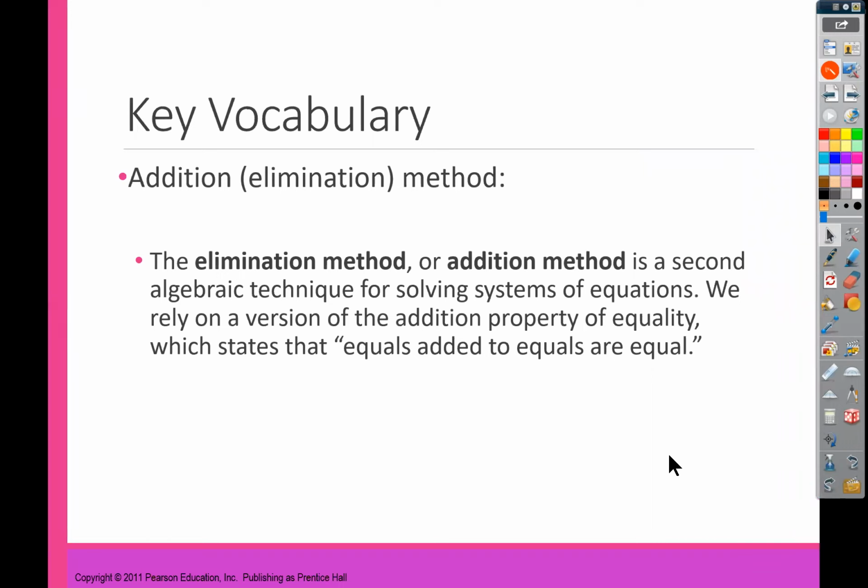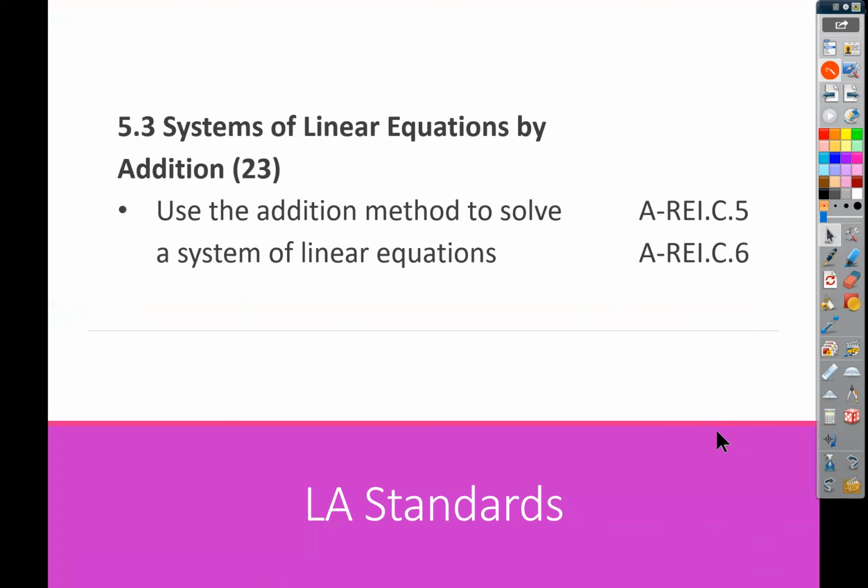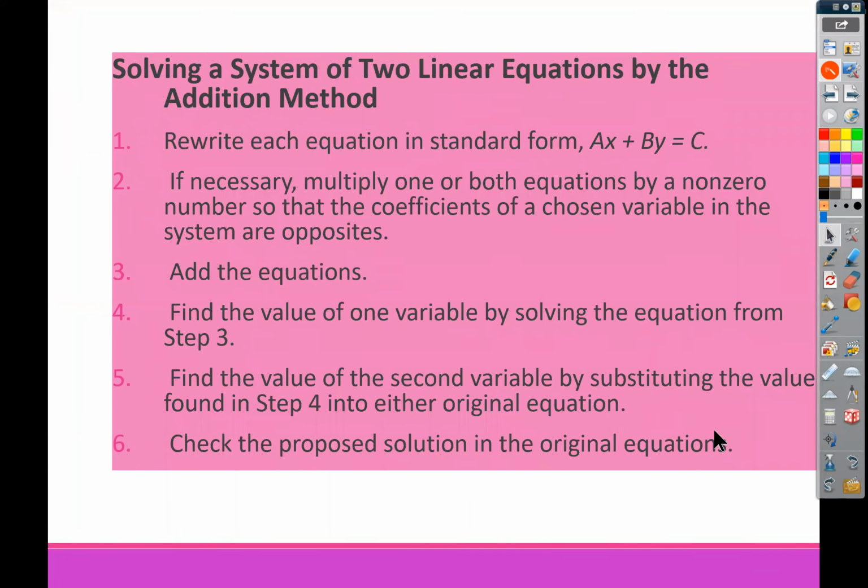So what is the elimination or addition method? It is a second algebraic technique for solving a system of equations. We rely on a version of the addition property of equality, which states that equals added to equals are equal. It's actually my favorite technique of doing this. I really like it. Go ahead and pause and read over this and write notes down, please.